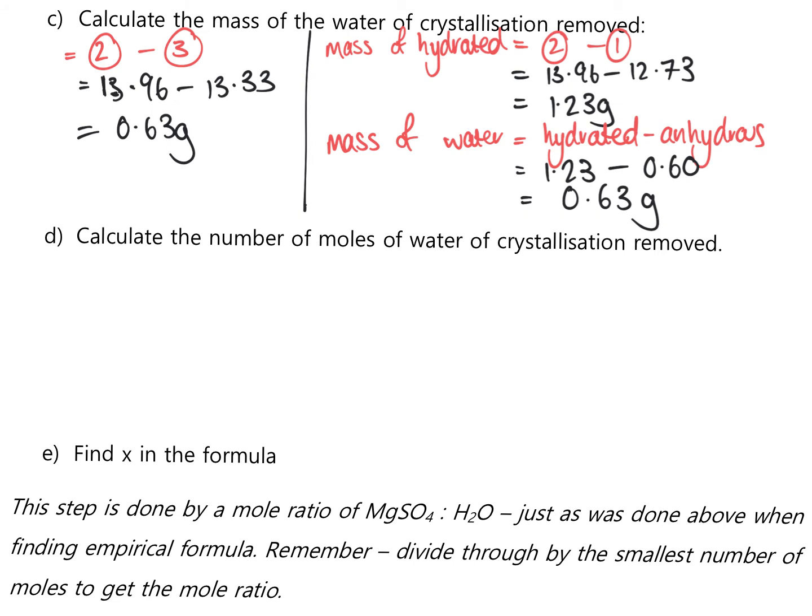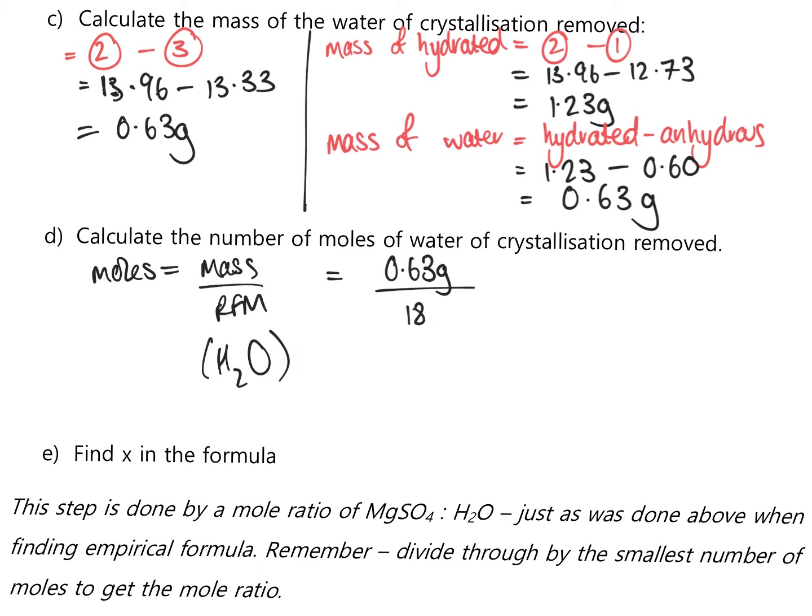Calculate the moles of water of crystallization removed. That's moles, or n equals mass over RFM. Mass is 0.63 grams. The RFM of water is 18. Remember, that's H2O, so 2 from your hydrogen plus 16 from your oxygen is 18. And put that into your calculator with me, and that comes out as 0.035 moles.